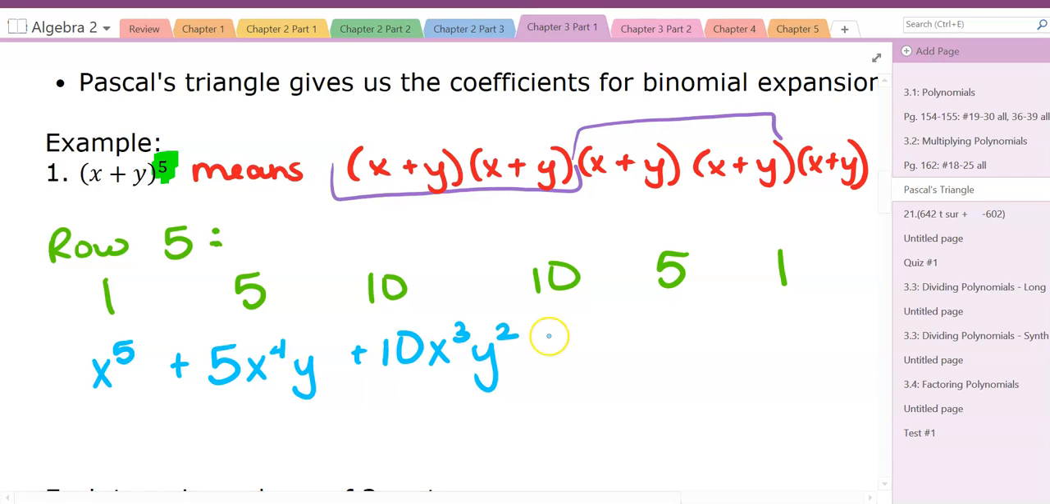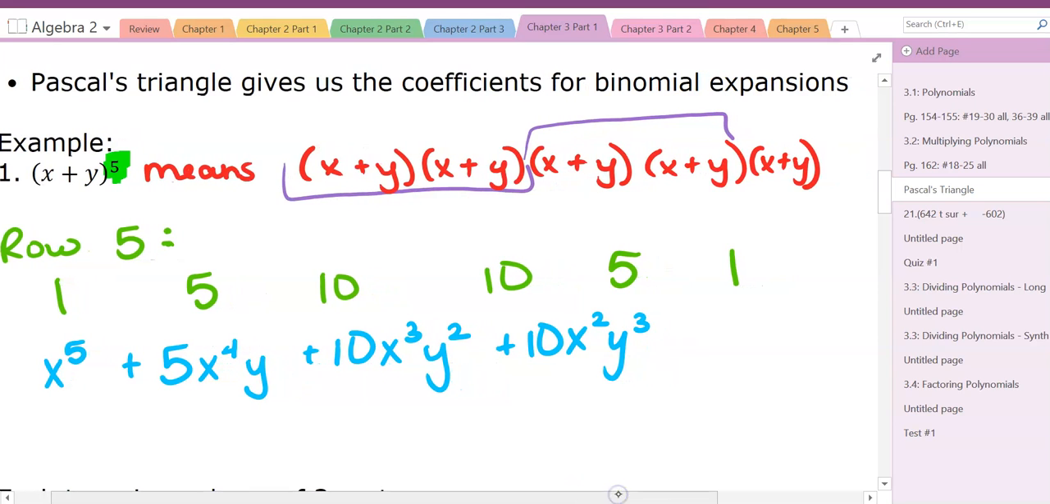So the next one's going to say plus 10. X is going to drop down to x squared. Y is going to go up to y to the 3rd. The next coefficient I had is a 5, so plus 5. X squared is going to go down to just x. Y is going to go up one more to y to the 4th.